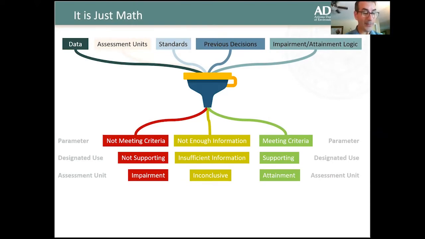This spaghetti-like diagram shows the inputs and outputs for an assessment. On the input side, we have water quality data from the portal. Then we have assessment units, which are things like stream reaches or lakes, standards, previous decisions like impairment decisions carried forward, and impairment or attainment logic. That's things like how many exceedances of a standard you need before you call it impaired. Then out of the funnel come decisions at the parameter use and assessment or water body level. For example, if a stream didn't meet criteria for arsenic, then we would say that the aquatic and wildlife use is not supporting and the entire water body is impaired.